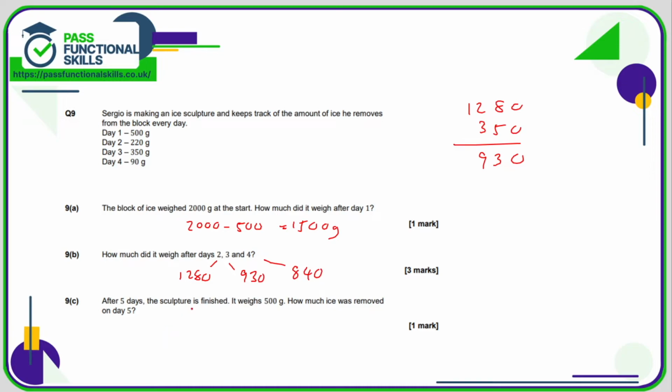After 5 days the sculpture is finished and it weighs 500, so between 4 and 5 it's gone from 840 down to 500 grams. So what's the difference between these two values? That's a difference of 340 grams. Just count up from 500 to 800, that's 300. 800 to 840 is 40, 300 plus 40 is 340.